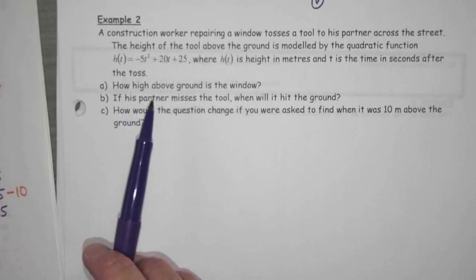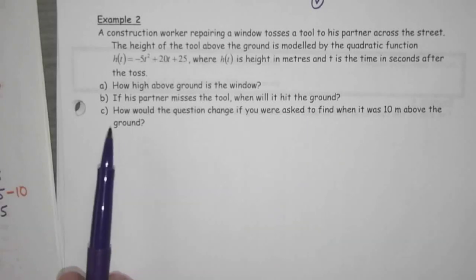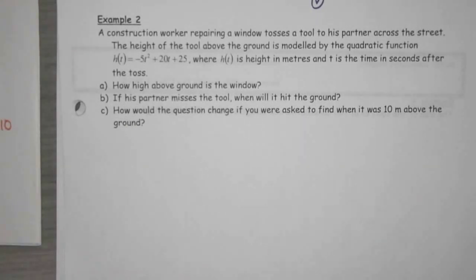How high above the ground is the window? If his partner misses the tool, when will it hit the ground? And how would the question change if you were asked to find when it's 10 meters above the ground? So there's a whole bunch of questions. So let's first of all figure out what I'm picturing.